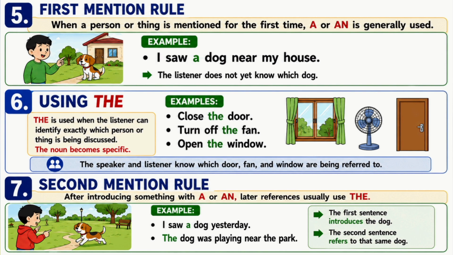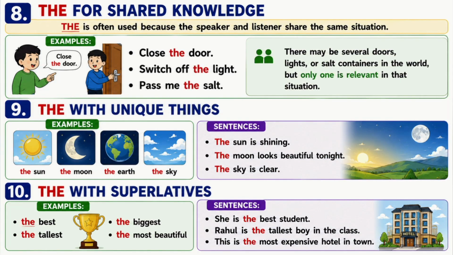Since both the speaker and the listener now know which dog is being discussed, we use "the" for shared knowledge. The is often used because the speaker and the listener share the same situation. Examples: close the door, switch off the light, pass me the salt. There may be many doors, lights, or salt containers in the world, but only one is relevant in that particular situation.